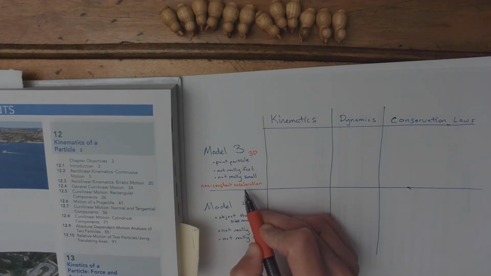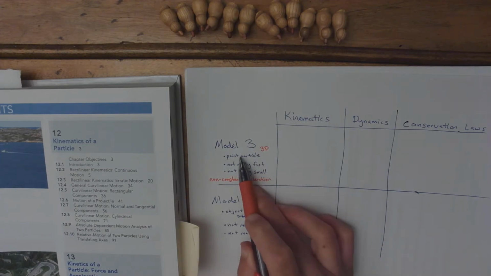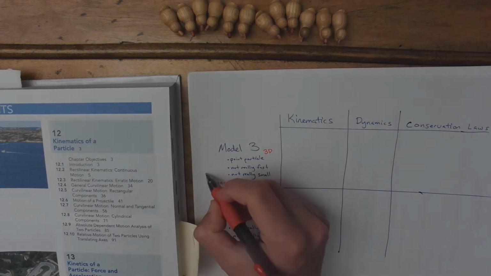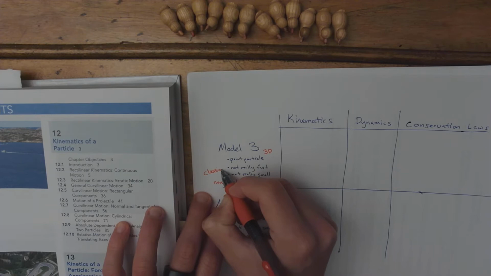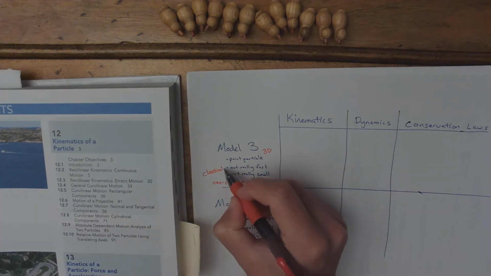be constant. In the Spiral Physics textbook in Model 3, our point particles were not moving really, really fast, which means we didn't have to use relativity, and they weren't really, really small, which means we didn't have to use quantum mechanics. So these are classical objects, so not really small, not really, really fast.